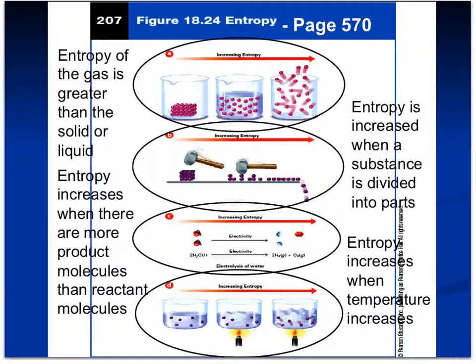Factoid, remember that. Entropy increases when there are more product molecules than reactant molecules. So this is kind of my example of the knickknacks on your window. Entropy is increased when a substance is divided into its parts, so like having more particles there. And entropy increases when room temperature increases, and that's because you're making those particles move faster, potentially. Even if they're still staying in the liquid, they're having more heat and more room and ability to move around.